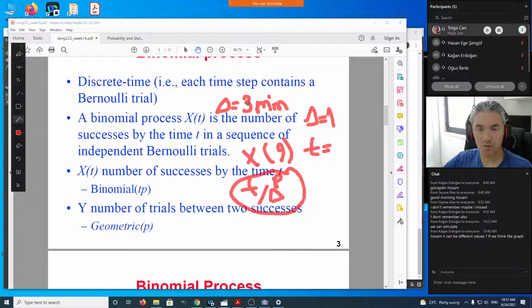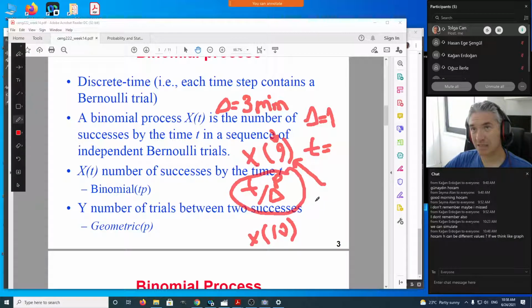If delta is given to you as a certain amount of time, and your unit of time is minutes, and you monitor your stochastic variable in minutes, not in number of tries, then you should do t divided by delta. And what happens if this time is not a multiple of delta, for example? This will be interesting actually. You may do an integer division.